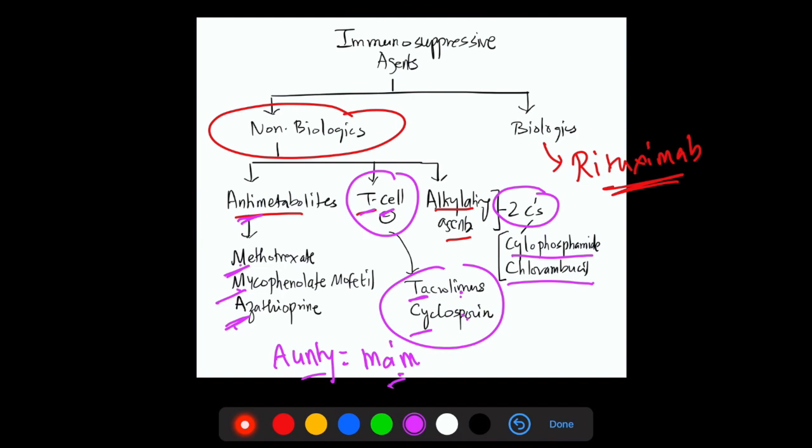Whereas alkylating agents are very, very important, given only for very severe conditions. Cyclophosphamide is very important. Why? Because cyclophosphamide is going to be the drug of choice in Wegener's granulomatosis. Because Wegener's granulomatosis is so severe, so destructive, I want to start the patient immediately on cyclophosphamide, which is the most potent of all immunosuppressive agents.